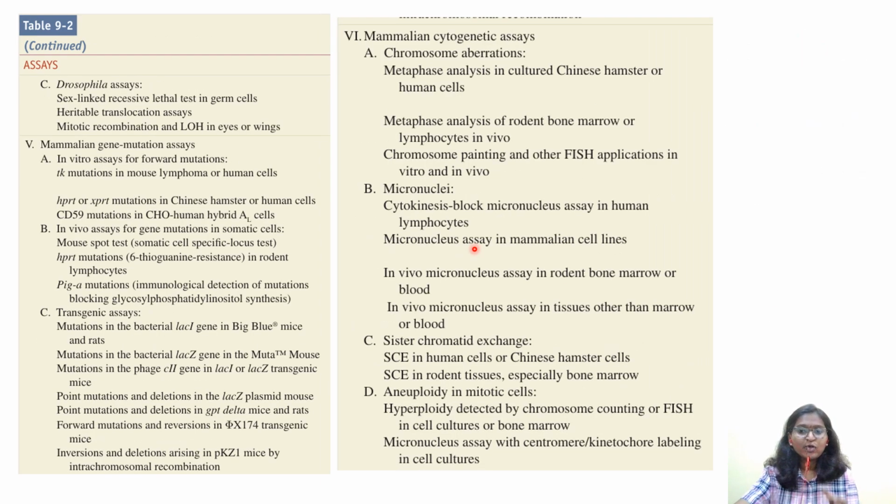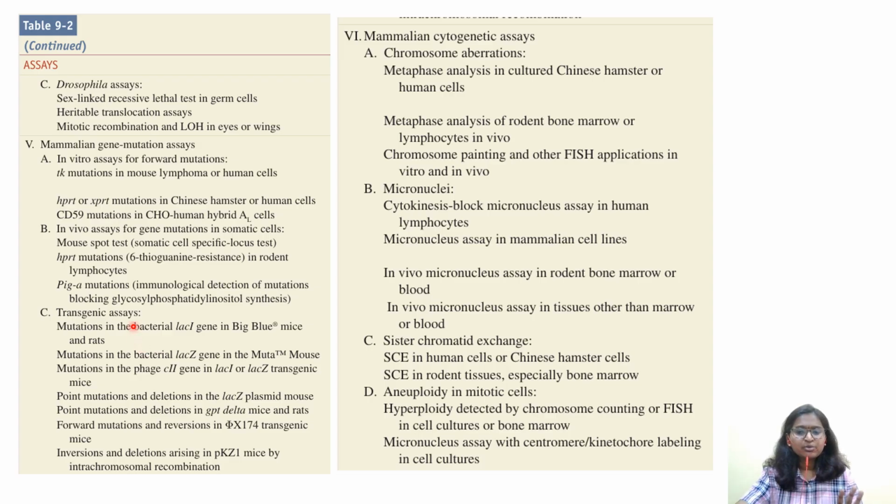Then next, I'm not going to discuss everything, because I'm already giving the pictures and the references, so you go back and read. And assays in Drosophila. So we have seen the fungal assay, and now we are seeing the Drosophila assay also. Then we have mammalian gene mutation assays, in which we are seeing the forward mutation assay. An important thing here is the mouse spot test. Pick a mutation assay, because when I did a literature search I came across this type of test also. Important: TK mutation in mouse lymphoma assay or human cells. HPRT or XPRT mutation in Chinese hamster or human cells. This is also very important.